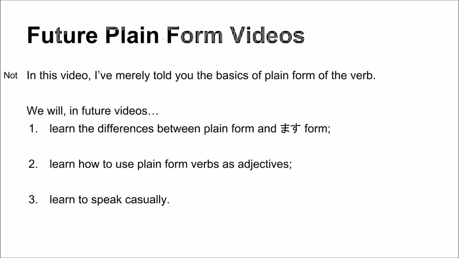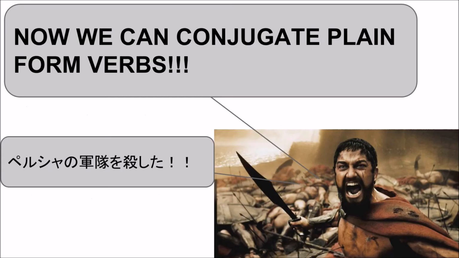In this video, I've merely told you the basics of plain form verbs. In future videos, we're going to learn what the actual difference between the masu form and the plain form is. We're going to learn how to treat verbs like adjectives, and we're going to learn how to speak casually. These are all very important things. When I say treat verbs like adjectives, I mean use them to modify nouns. Very important thing to learn how to do. Future videos, not up yet.